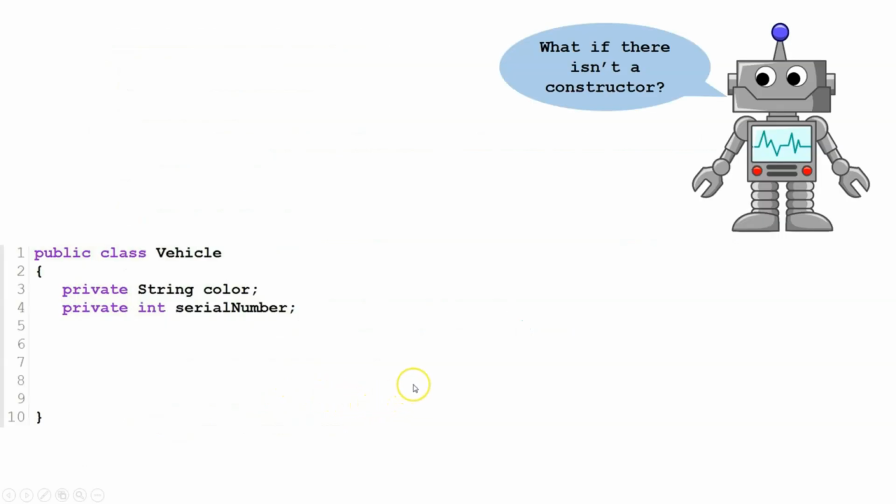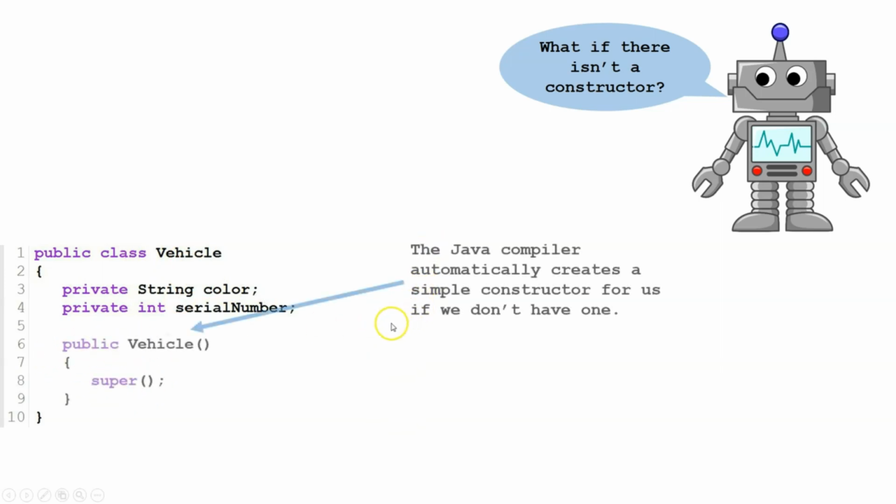So what if there isn't a constructor at all? In this vehicle class, we have no constructor at all. The Java compiler will automatically insert a simple constructor for us. That simple constructor will call the no parameter constructor in the superclass. Remember, this only works if the superclass has a no parameter constructor.